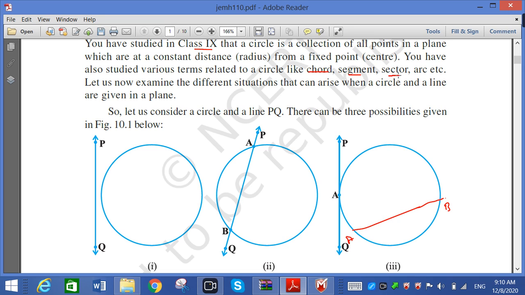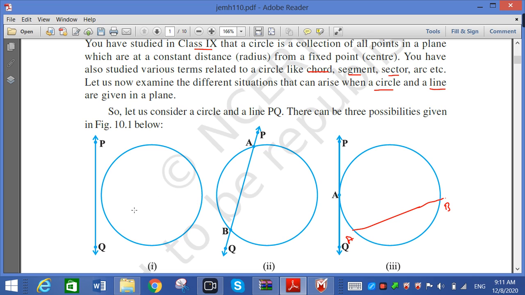Segment and sector we already discuss in chapter number 12. Here we have to discuss intersecting lines. So now let us examine the different situations that can arise when a circle and a line are given. In this chapter we are discussing the circle and line. Chord, segment and sector we discuss in chapter number 12, as they are related to the area of a circle.